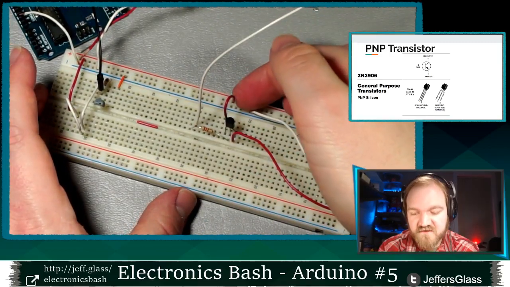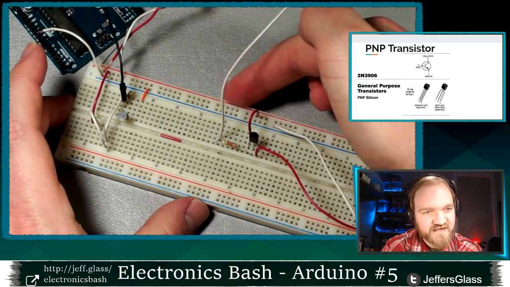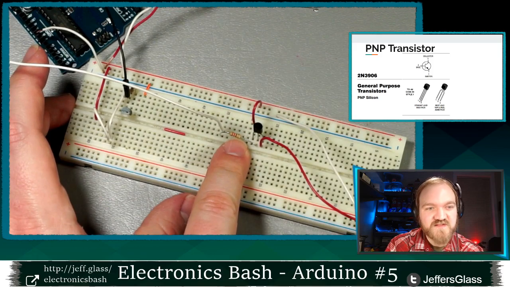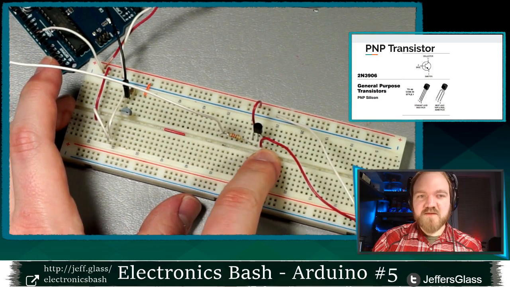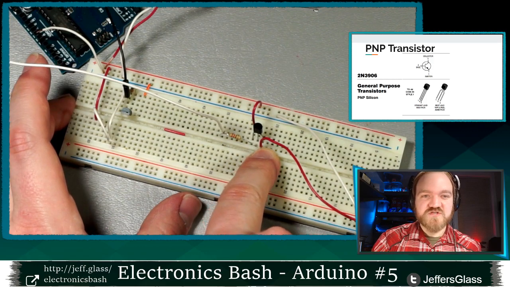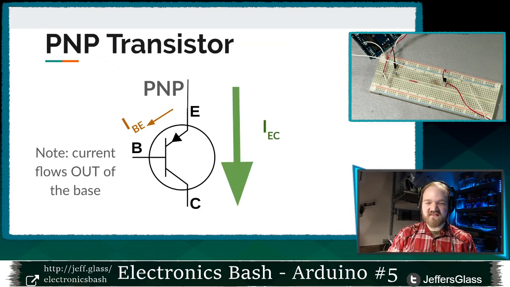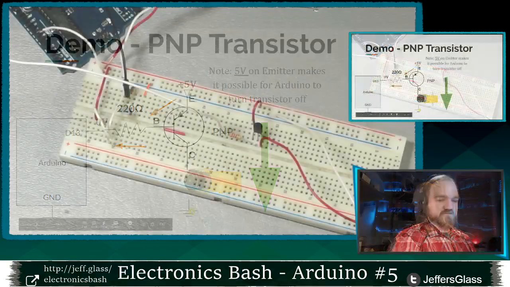I've got my emitter of my PNP transistor here connected to power. I'm going to connect those power rails up again. This white wire I'm going to plug into my Arduino, and it's connected through that same 220 ohm resistor to the base of our PNP transistor, and then I'm going to connect through the collector of the transistor back to ground. So if that's a little bit hard to see on the camera, this is the circuit that I'm going to be making up, right? Emitter connected directly to 5 volts, base connected to a digital pin through a resistor, and collector connected to the motor, motor connected to ground.